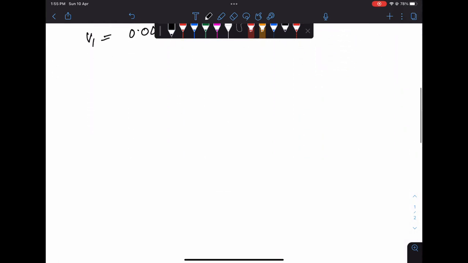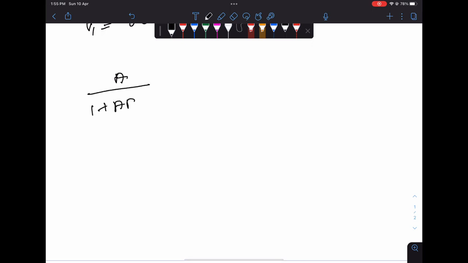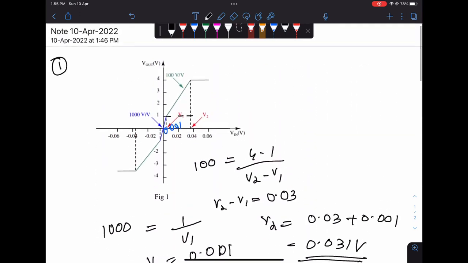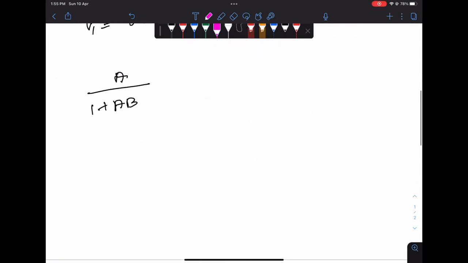In the second part, we are using the concept that the closed loop gain is A divided by 1 plus A beta. It is given in the question that it is 10. So we can write A divided by 1 plus A times beta as 1 divided by (1 by A plus beta), and beta is constant for a circuit, which everyone knows.